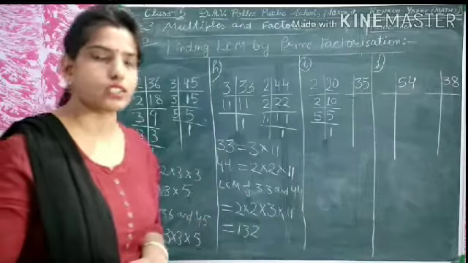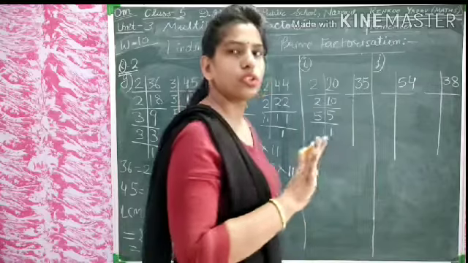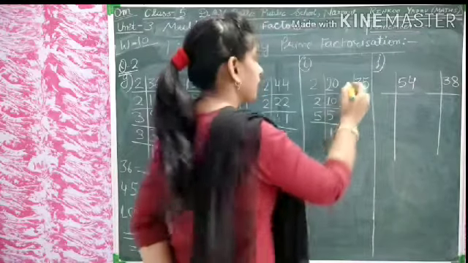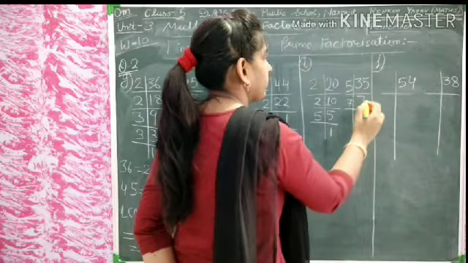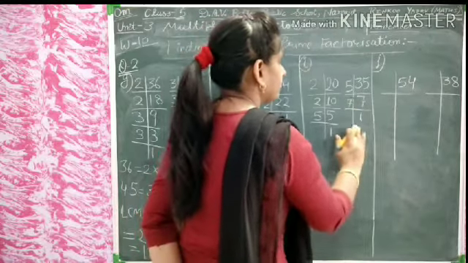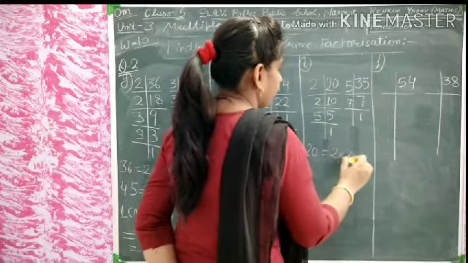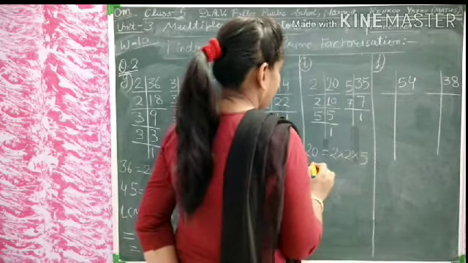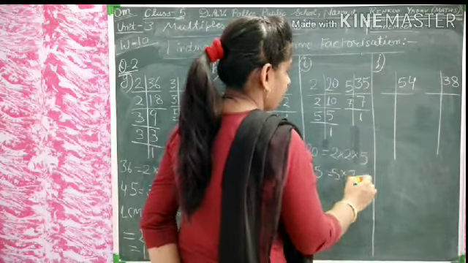Is this clear, students? Now it will be divided by 3, 2, no, 5, yes. It will be divided by 5. 5 7s are 35 and it will be divided by 7. 7 1s are 7. So the factors of 20 are 2 into 2 into 5 and the factors of 35 are 5 into 7.